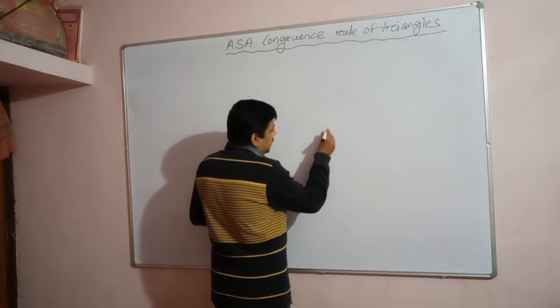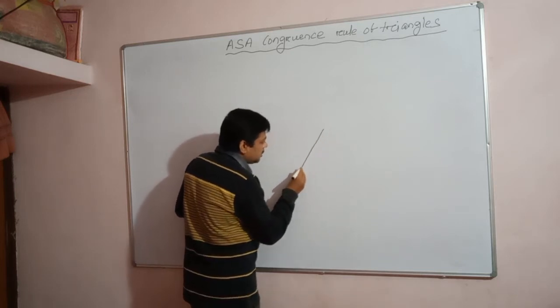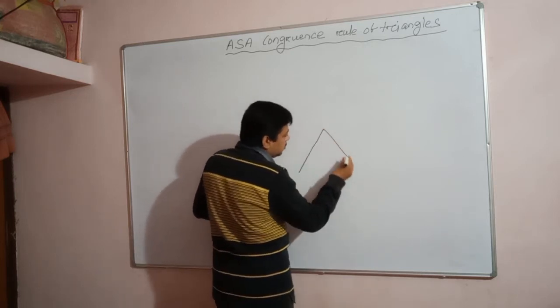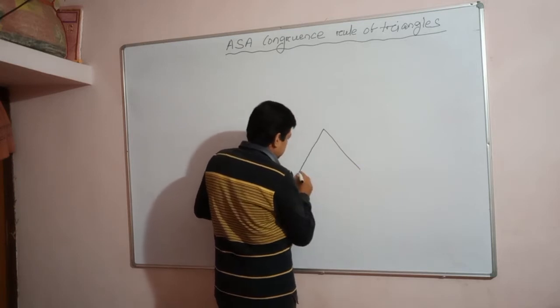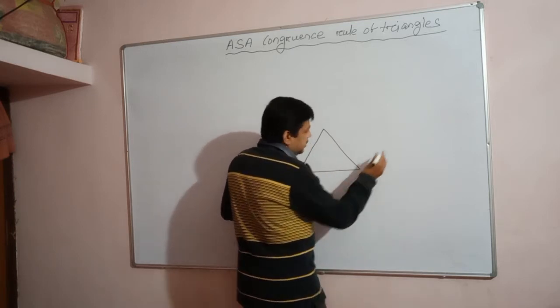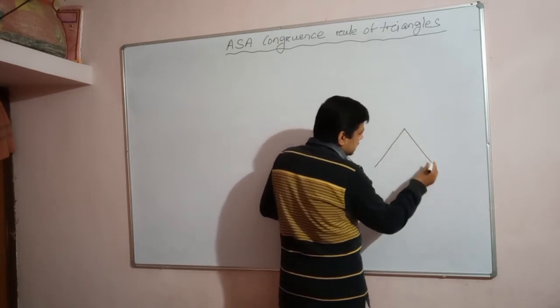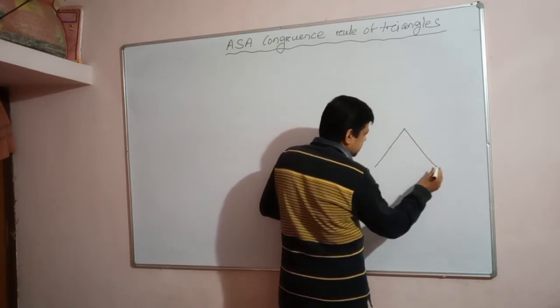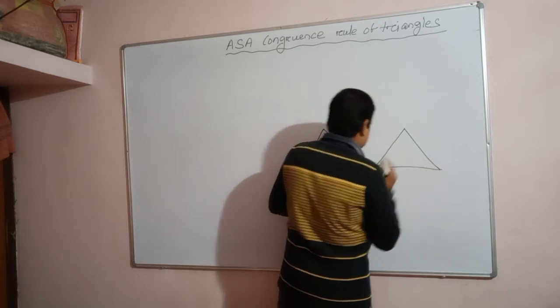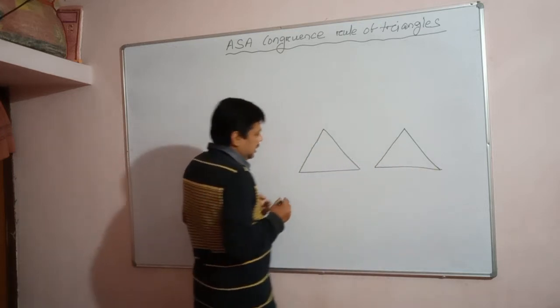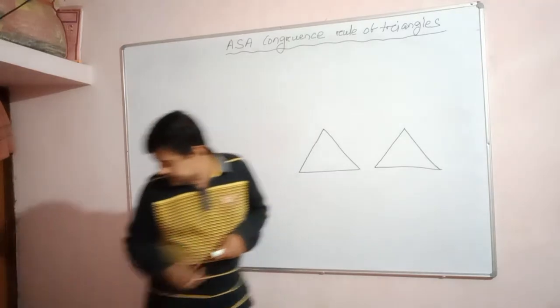Draw the two triangles here. Two triangles. Let us understand the diagram first. Then you write the statement. Here the two triangles are drawn. Two triangles. Okay.